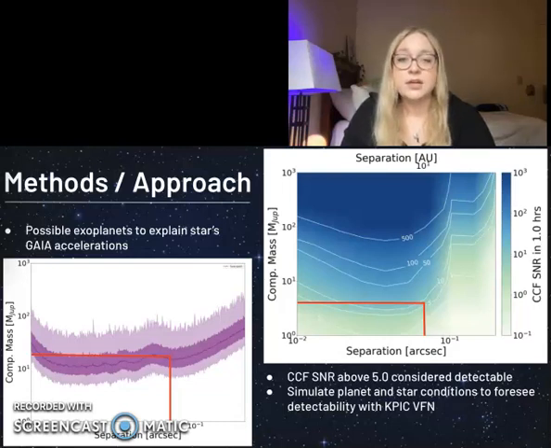Now for this specific target star, this graph shows us that we should be able to detect a companion planet of at least 3 Jupiter masses and at a separation of up to 80 milliarcseconds. Now without even looking at the x and y axes, we can see by looking at the contour lines that most of this graph is above the 5.0 line, making this a promising target star for K-VFN.